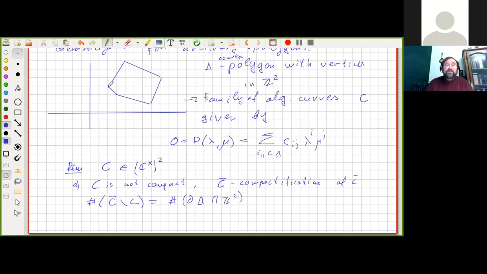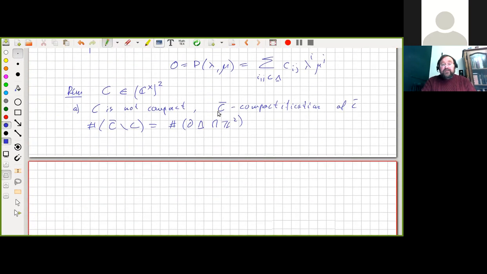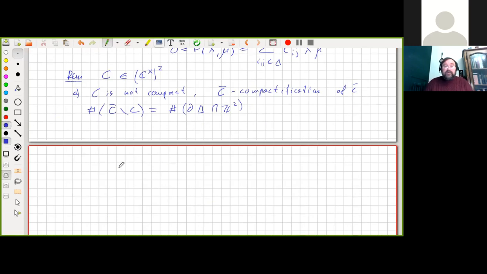So in this particular example, for example, there are 1, 2, 3, 4, 5, 6. So there are 6 points at infinity. I'll say a few words why it's the case. It's not very complicated to see. The proof is the following.